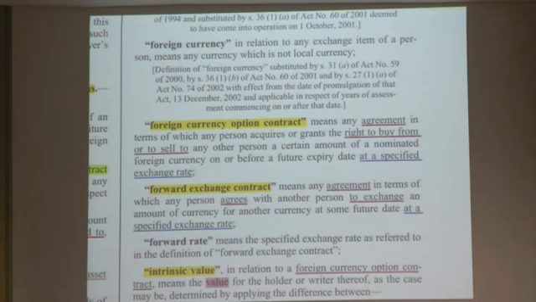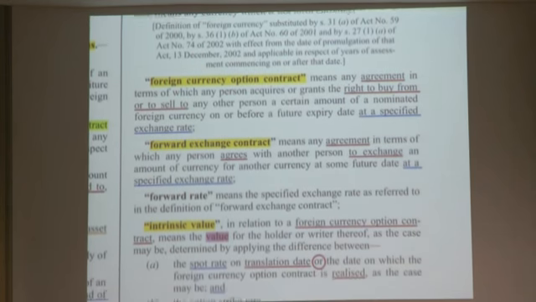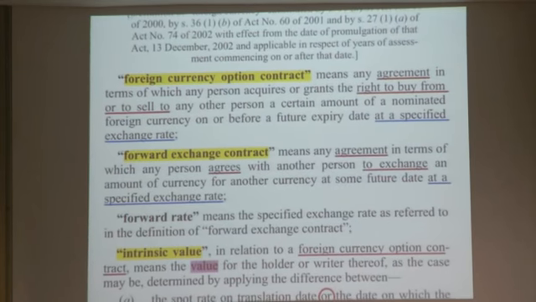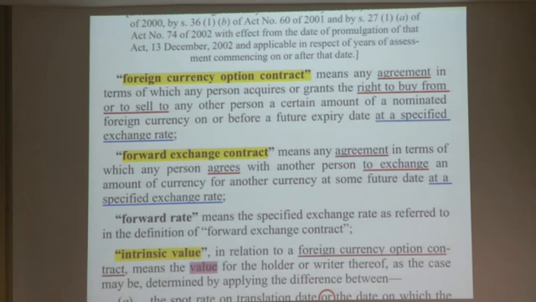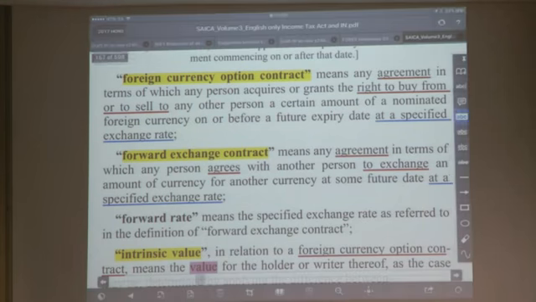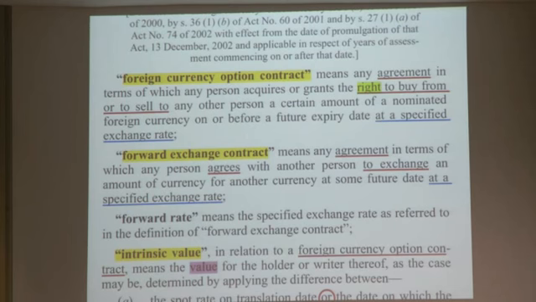Foreign currency is the $100,000 or whatever foreign currency you're buying it in. It's not rand. Then I want you to make sure you know the difference between those two terms. The first one is my foreign currency option contract, and the second one is the forward exchange contract. So the first one, it says it's an agreement in terms of which any person acquires or grants the right to buy from or sell to, you can even make that word right stand out, a certain amount of a nominated foreign currency on or before a future date at a specified exchange rate.